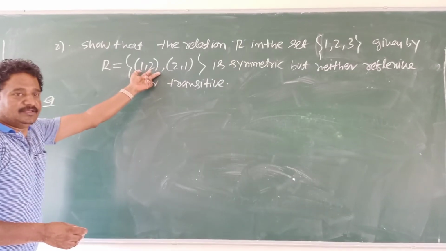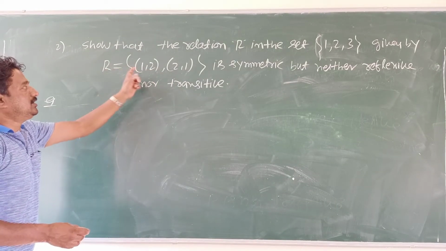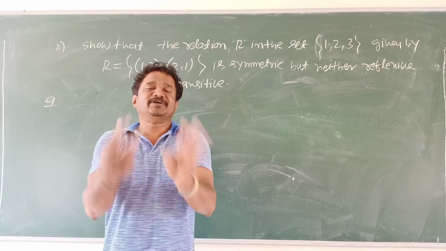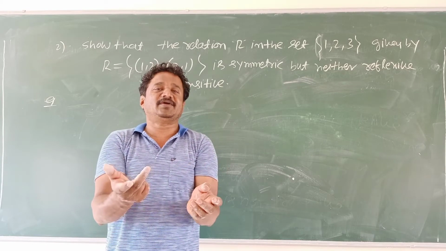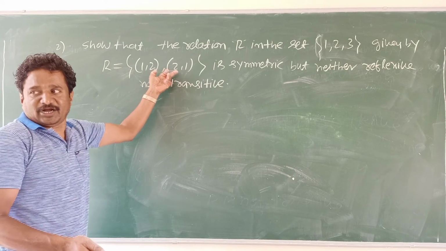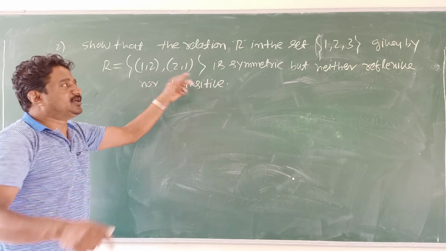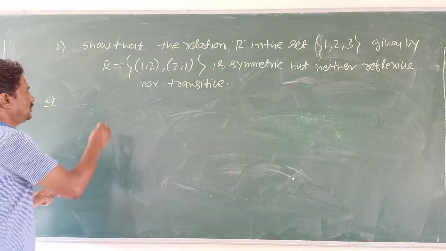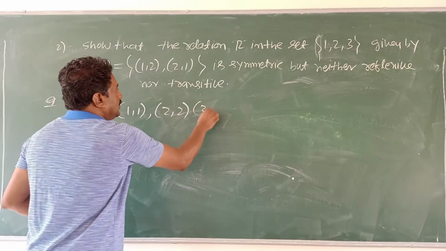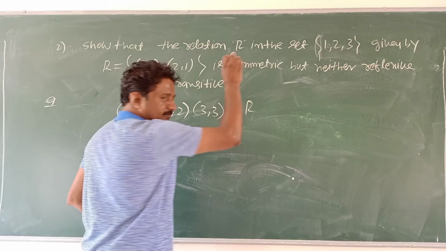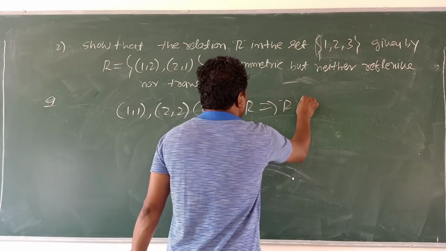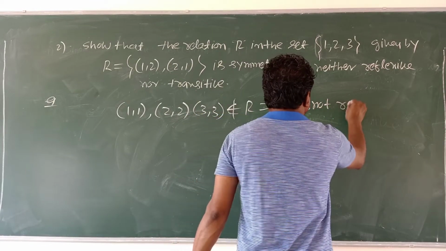Is it symmetric? Yes. Why is it symmetric? R contains both AB and BA. You need to remember those three: reflexive, symmetric, transitive. Is it reflexive? No, it's not reflexive. Why is it not reflexive? It's not containing (1,1), (2,2), (3,3). So (1,1), (2,2), (3,3) do not belong to R. Therefore, R is not reflexive.